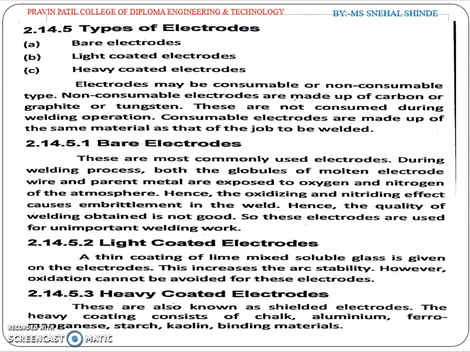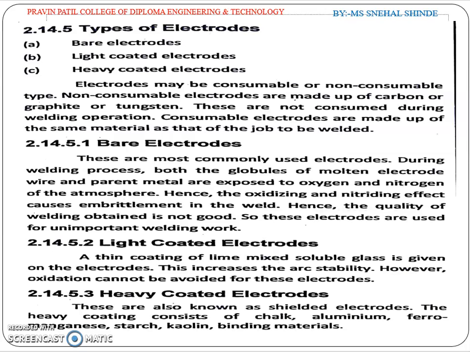Bare electrodes. These are the most commonly used electrodes. During the welding process, both the globules of molten electrode wire and parent metal are exposed to oxygen and nitrogen of the atmosphere. Hence, the oxidizing and nitriding effect causes embrittlement in the weld. Hence, the quality of the welding obtained is not good. So, these electrodes are used for unimportant welding work.